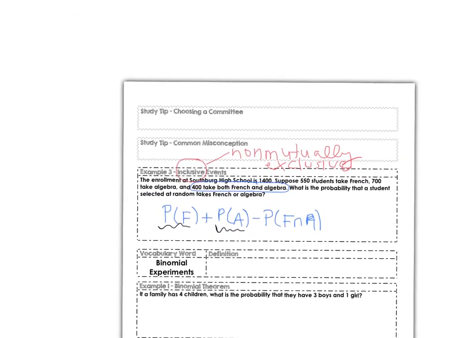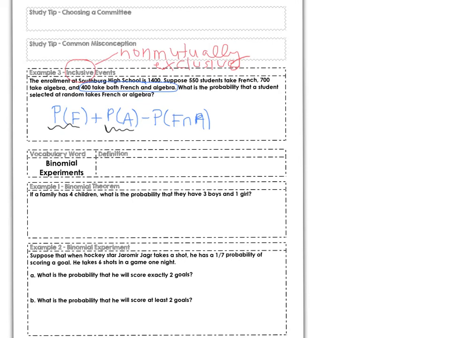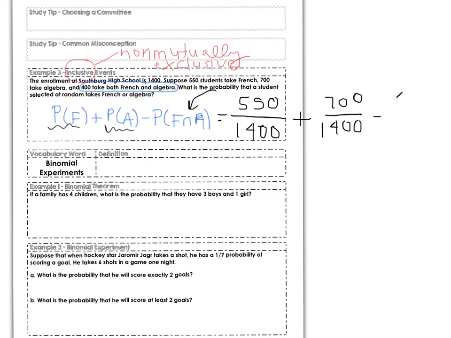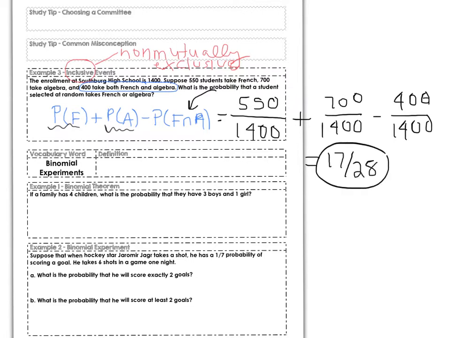All right. A little thing I want to point out here is I just used some fancy notation. This is the symbol for intersection, where I have both French and algebra. So the probability that I have French students is 550 out of the total number of 1,400. I'm going to add my number of algebra kiddos, so 700 over 1,400. And we're going to subtract our overlap of 400 over 1,400. So 550 plus 700 minus 400 is going to get me a smaller numerator. And if I add all of these things together, it'll simplify to 17 over 28.